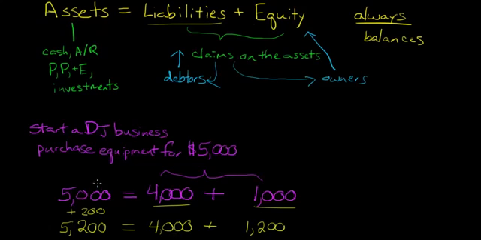Whatever you do to the left-hand side or to the right-hand side, there has to be a corresponding change in the other side of the equation so that both sides are equal to each other. This is the basic accounting equation.